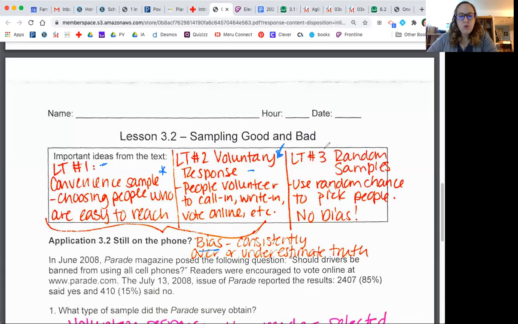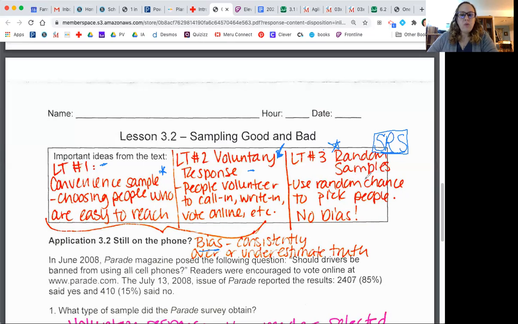Our good way to collect data is with a random sample. Random samples, or simple random samples. A lot of times you'll see me abbreviate it as SRS. You might want to jot that in your notes so that you know what SRS stands for, simple random sample. This uses random chance to pick the people in our sample, or the different data points in our sample, so that we don't have bias.